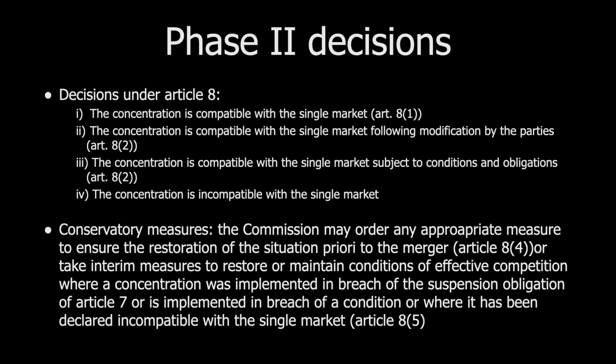At the end of Phase 2, the Commission may adopt a number of decisions under Article 8: that the concentration is compatible with the single market, that it is compatible but only following modification by the parties, that it is compatible but subject to conditions and obligations to ensure that it does not provoke detrimental effects in the single market, and finally the Commission may prohibit the transaction by deciding that it is incompatible with the single market. The Commission may also adopt a number of conservatory measures in order to preserve the competitive situation or actually to restore it, if the merger has been implemented in breach of the suspension obligation, or if there is a breach of a condition upon which it had been authorized previously, or where it has been declared incompatible with the single market.